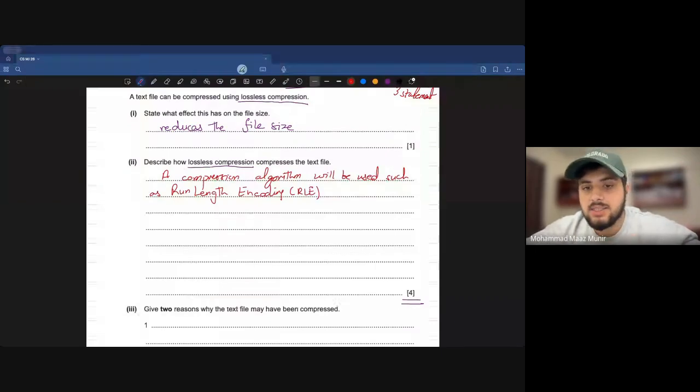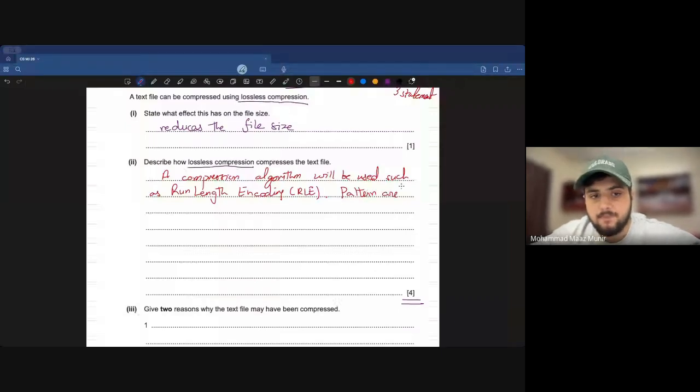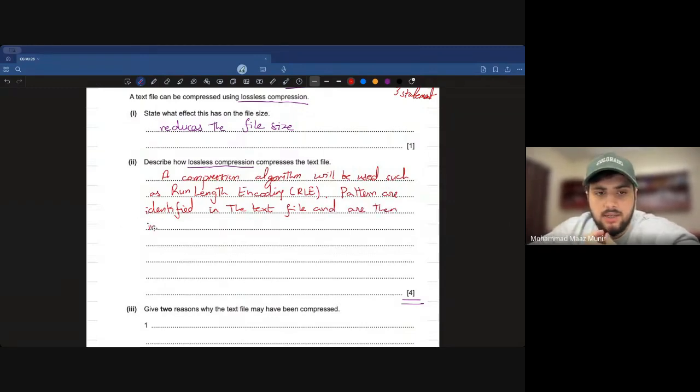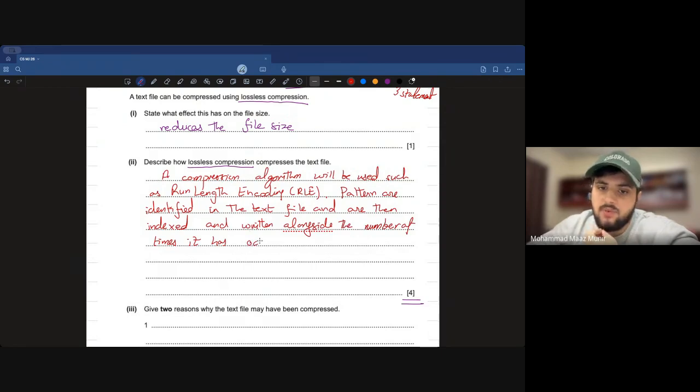And now what RLE does is that patterns are identified in the text file, and are then indexed and written alongside the number of times it has occurred, and you're going to get a perfect 4 on 4 for writing this.